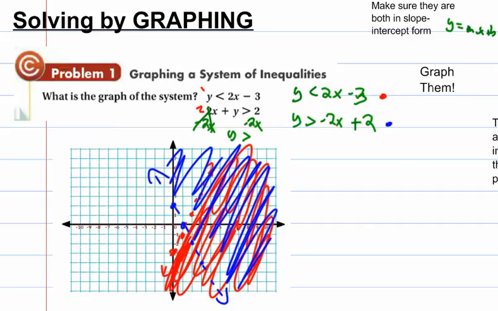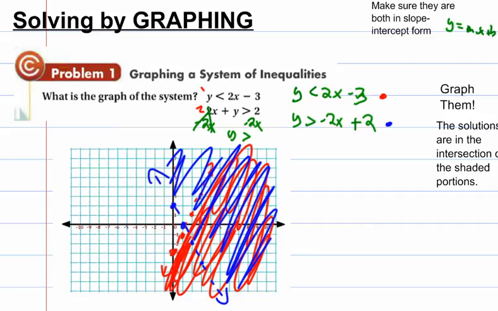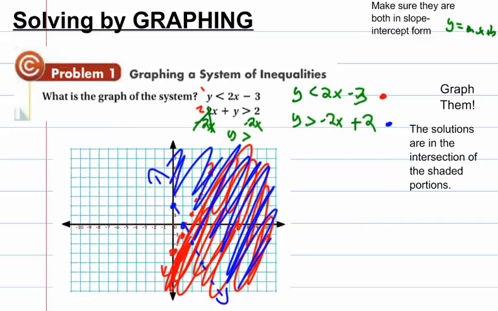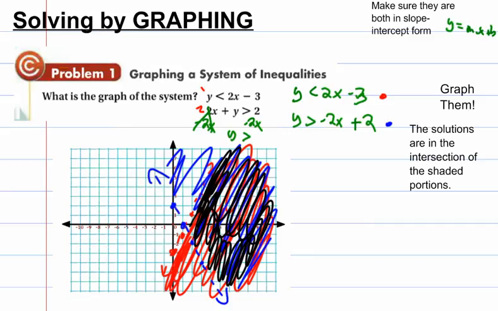Should have put them in here. Graph them. And then the solutions are in this intersection of the shaded portion. So the solutions, I'll use a different color, but the solutions would all be in this portion where the intersections overlap. Any ordered pair in this section of this graph would be a solution to the system of linear inequalities.